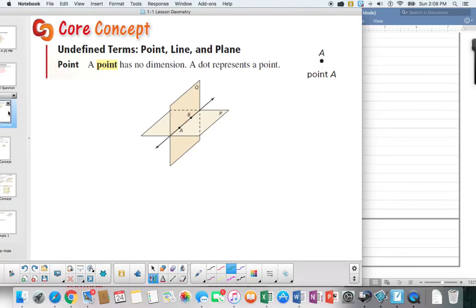First vocabulary word is a point. Here is the picture of a point. This is the symbol for a point, or you can say point A.